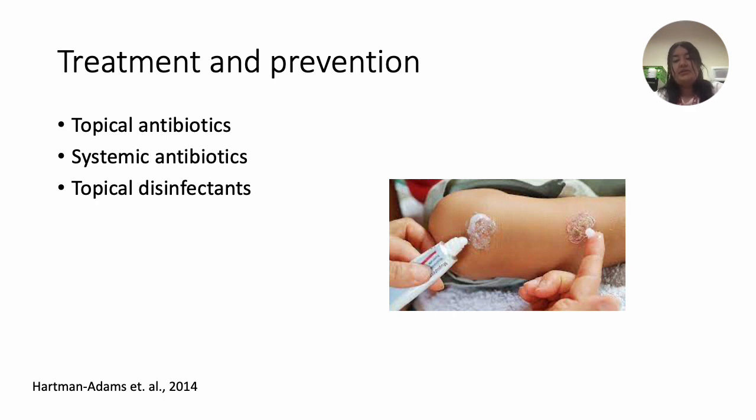The common preparations of topical antibiotics are mupirocin 2% or Bactroban, retapamulin 1% ointment, Altabax, and fusidic acid, which is not allowed in the US.